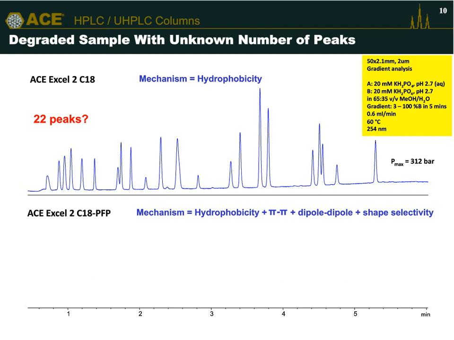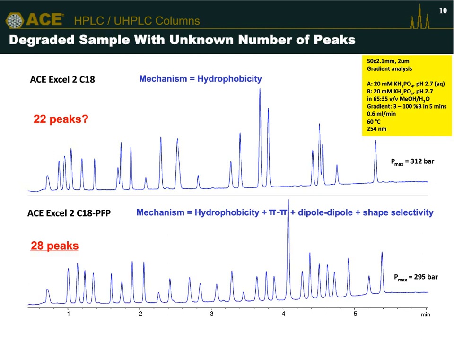So if we analyze the same sample under the same conditions, but just with this different stationary phase, we now see that there are 28 peaks in this sample. So we've moved the peaks around in the chromatographic space. We've exploited the selectivity of the different bonded phase to help us understand the composition of this sample. And now what we need to do is map the peaks between the different chromatograms to help us understand where analytes have moved around in the chromatographic space.